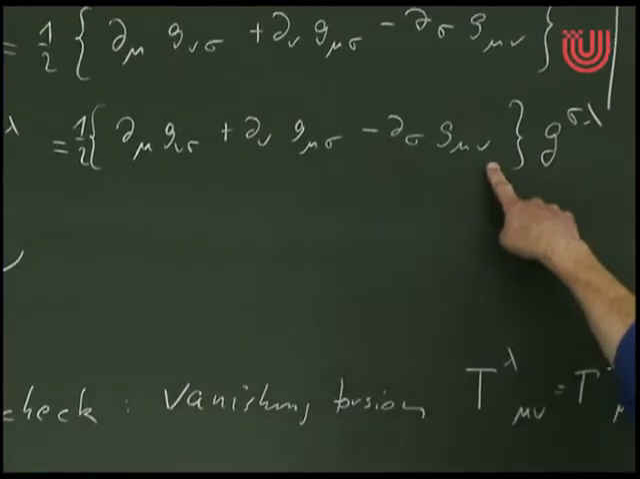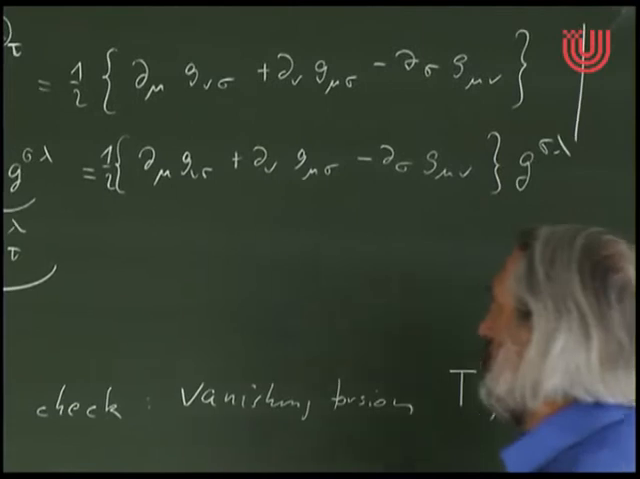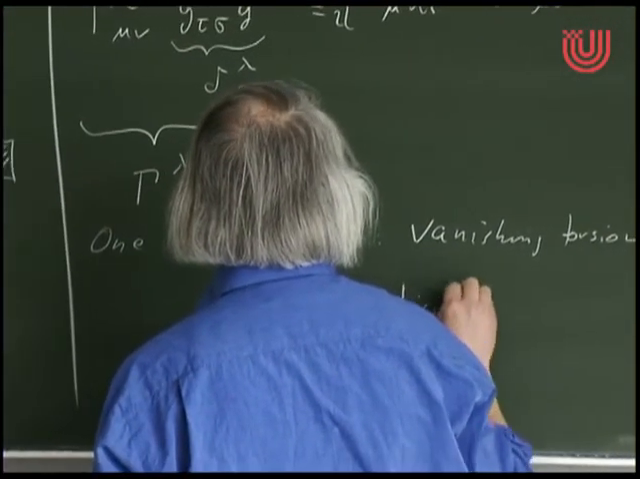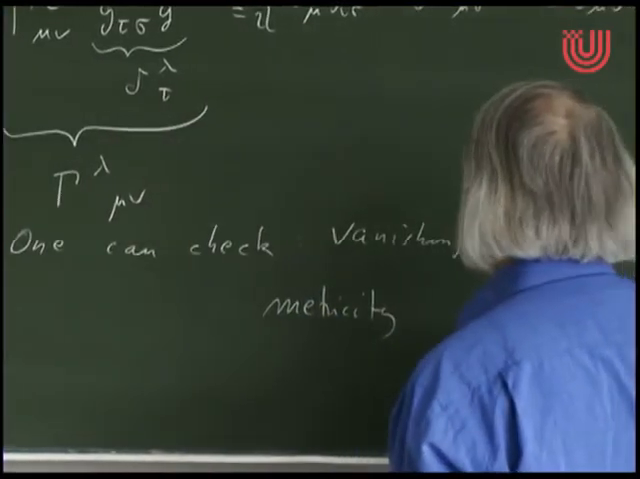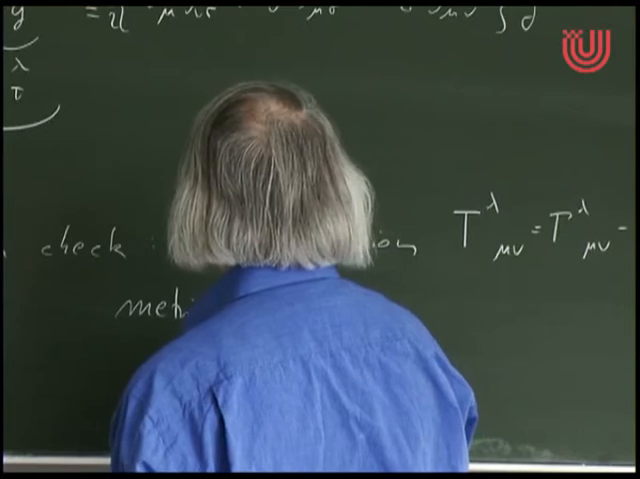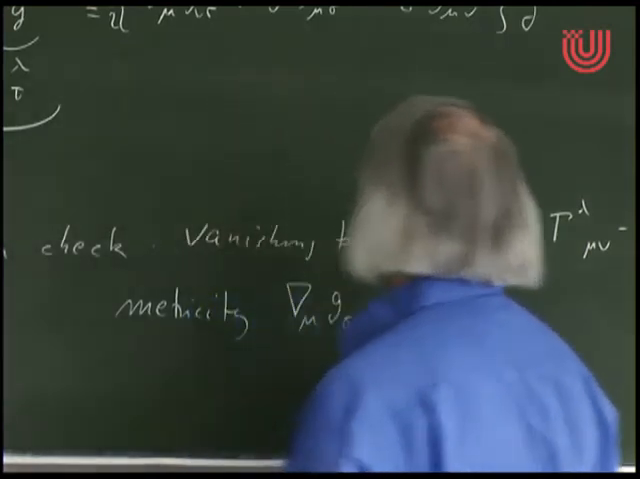And this term is symmetric. So the whole thing is symmetric, so that's obvious. And the other property is the metricity. Well, there you have to calculate a little bit. I think you don't see it just by looking at the expression. What we have to show is that the covariant derivative of the metric is 0.